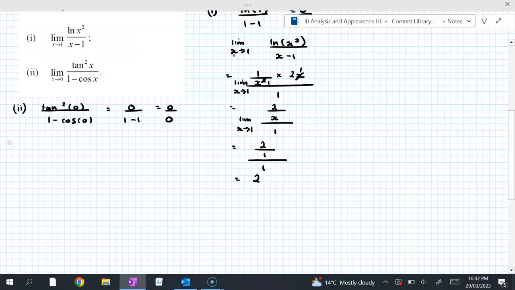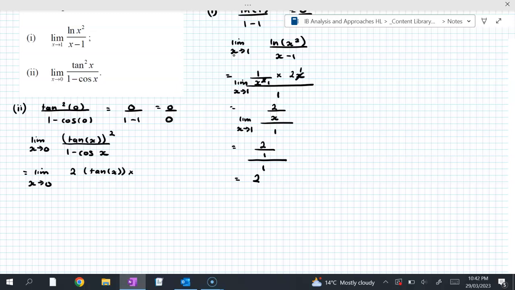Okay, so the limit as x goes to 0 of tan of x squared, I'm going to write it like this because it's helpful to make it easier to differentiate, over 1 take cos x. So the derivative of tan squared, I bring down the 2, the tan of x stays the same, and I multiply by the derivative of tan of x, which is sec squared of x. And that will all be over the derivative of 1 take cos x. 1 goes to 0, and so minus cos x differentiates to sin x.